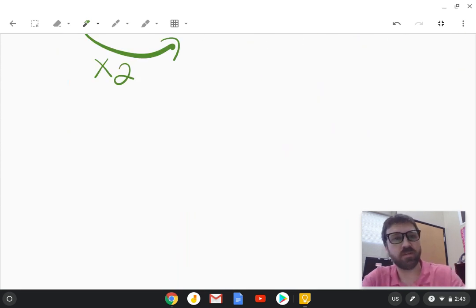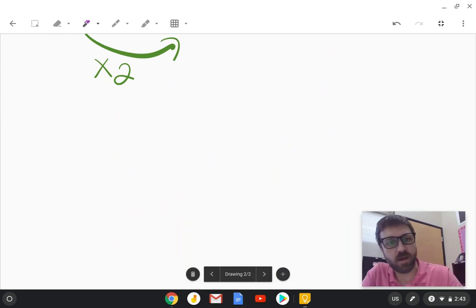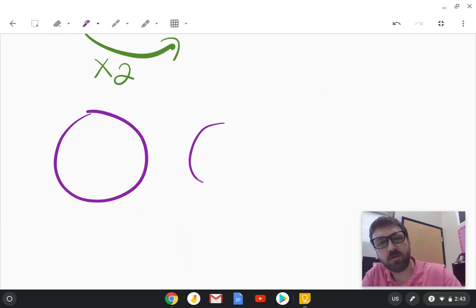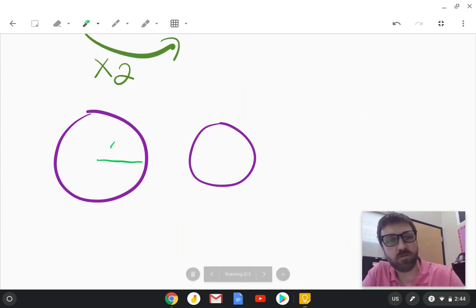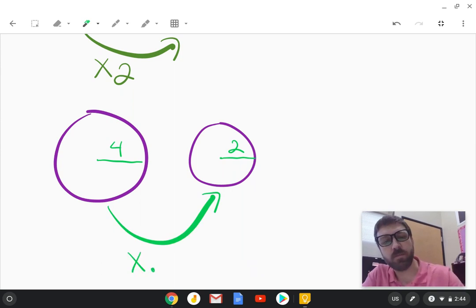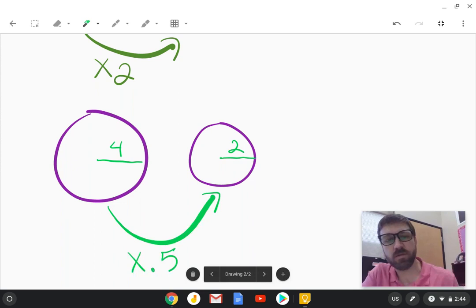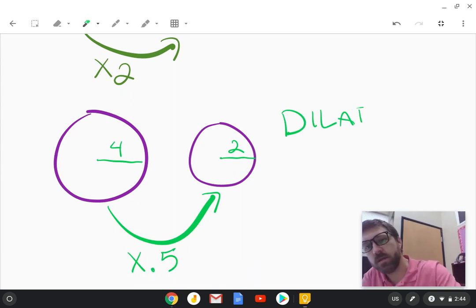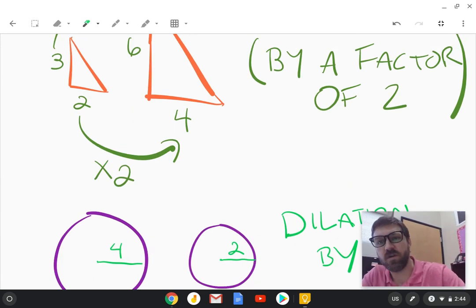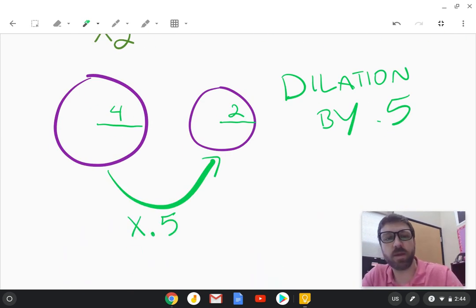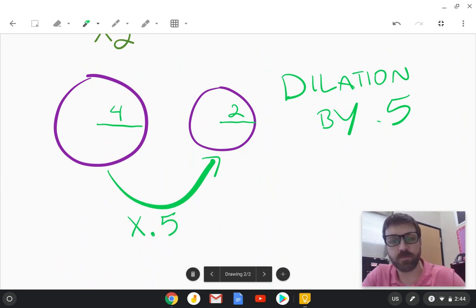You could also do it to make something smaller. For instance, I might have a circle, and then I have a circle like this, and I might say that this radius is 4 and this radius is 2. So how did we get from here to here? We multiplied by 0.5 or 1/2. And so this would be dilation by 0.5. Your dilation factor, or the scale factor as it is called, tells you what you multiplied by to get from your original to your new figure.